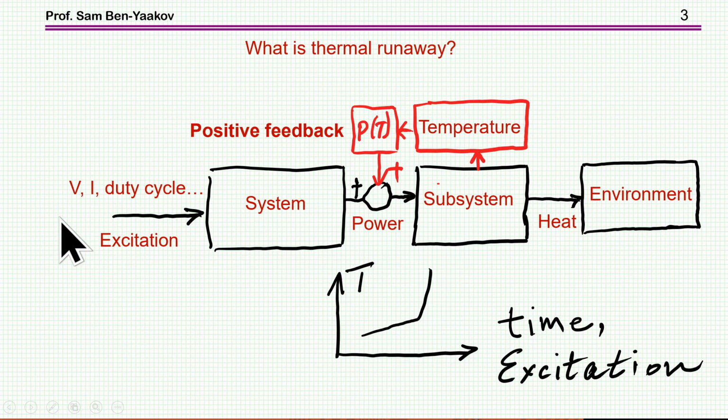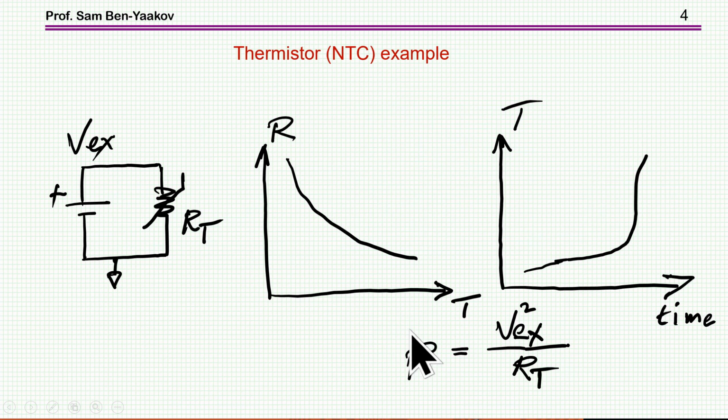This runaway could be a function of the excitation, or in some systems, it can build by itself due to some thermal capacity. That is, you feed in some signal, nothing happens, but as time goes on, temperature goes up, and then you reach the point of positive feedback, and the system is unstable, of course, and then there's going to be a breakdown. So to examine and explain this, I'm going to use a thermistor as an example.